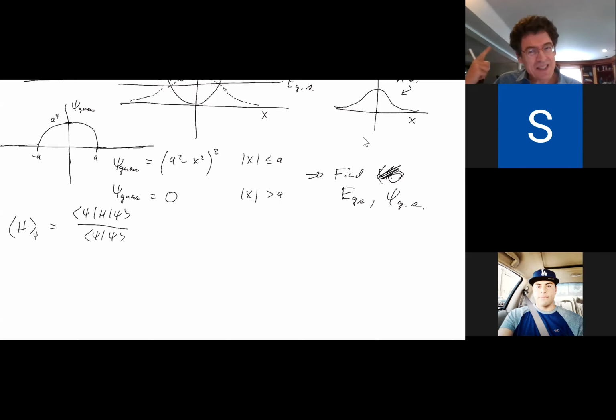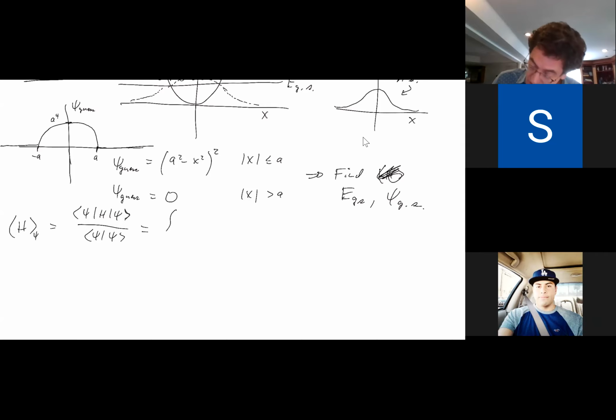And if that doesn't make sense, think about it. It's not too hard to understand if you think about it a little bit. So I've got to calculate the expectation value like this because it's not normalized. And so let's calculate it. Let's just grind through this.